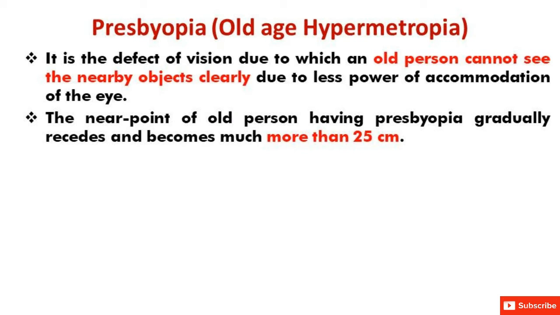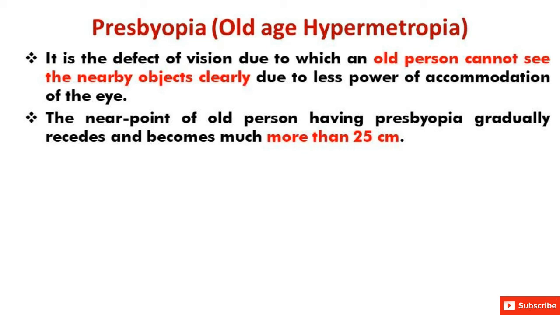नेक्स्ट इज प्रेसबायोपिया. Presbyopia is a defect of vision due to which an old person, aged person, cannot see the nearby objects clearly due to less power of accommodation of the eye. The near point of an old person having presbyopia gradually recedes and becomes much more than 25 cm. So जैसे जैसे हमारी उम्र होती है ये बड़े और बुजुर्ग लोगों में पाया जाता है जिससे कि वो आसानी से पढ़ नहीं पाते हैं. Because the near point becomes more than 25 cm. 25 cm से ज़्यादा हो जाता है.